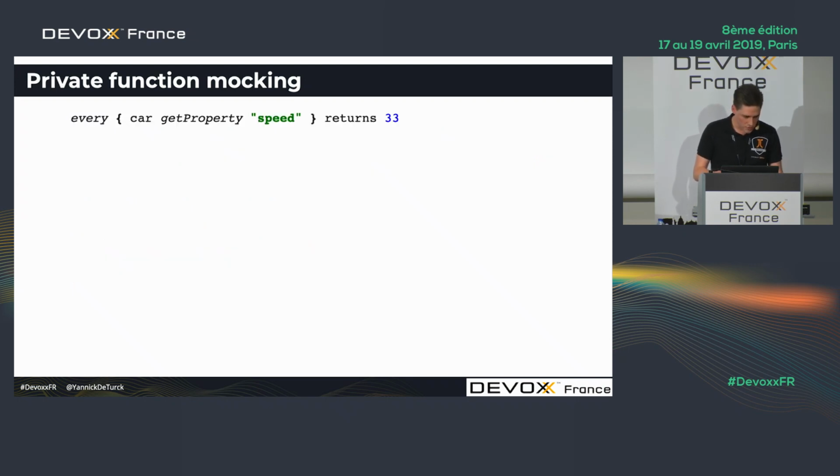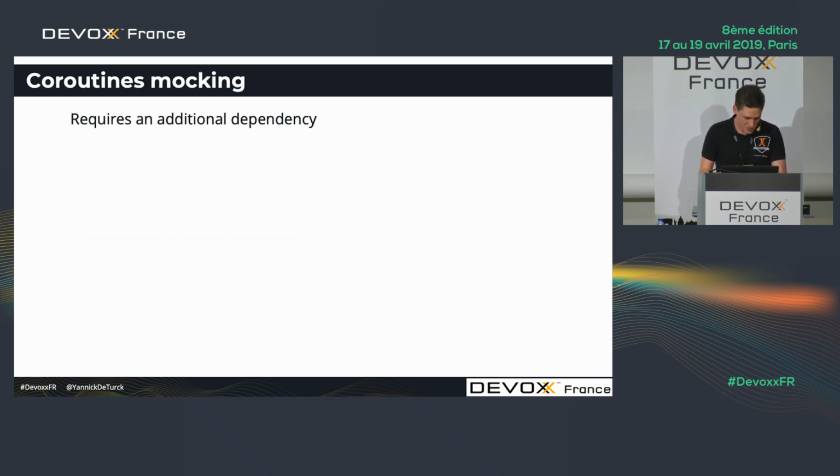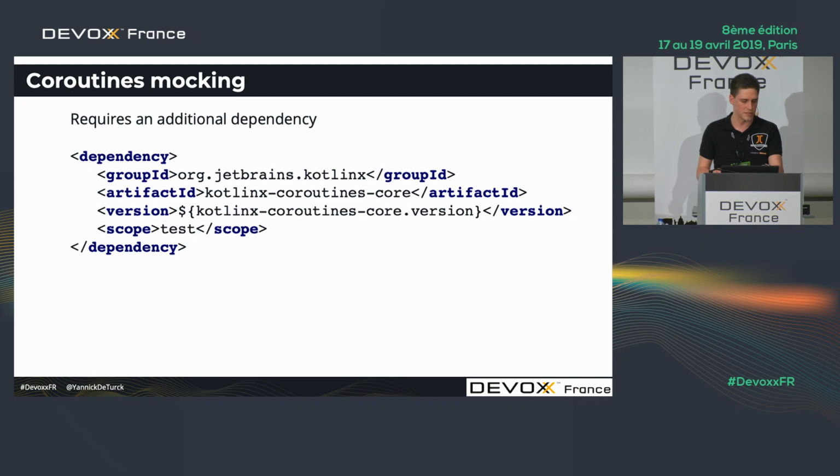What else do we have? Yeah, you can also do this for properties. I'm going to skip this part because there is also coroutines. For mocking coroutines, you have to add this extra dependency.